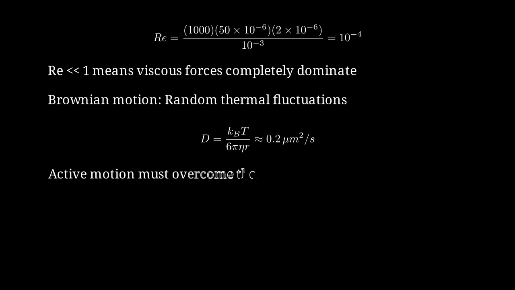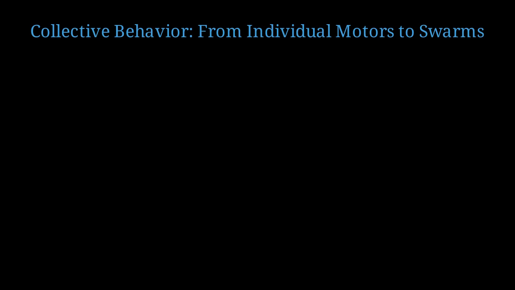For the nanomotor's directed motion to be significant, its swimming speed must overcome this random thermal diffusion. The Péclet number quantifies this ratio. The Péclet number equals V L divided by D. For our system, that's roughly 500, meaning directed motion strongly dominates over diffusion. The motor is truly swimming, not just randomly wandering. Now we arrive at the truly fascinating phenomenon.